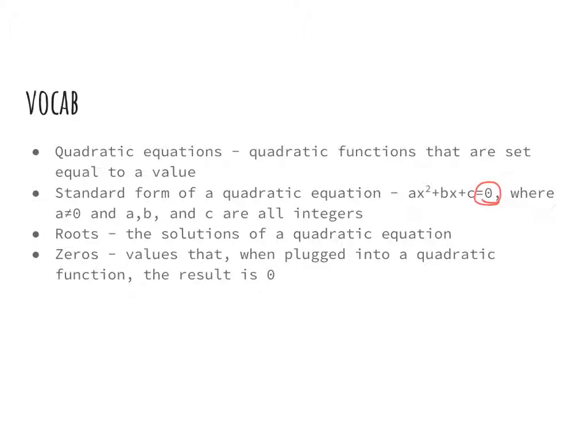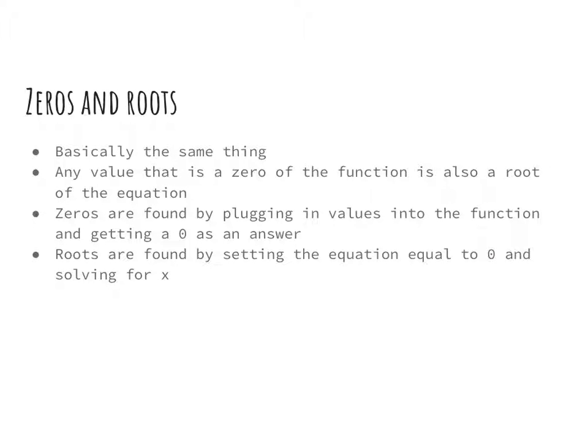Roots are solutions to a quadratic equation. Zeros are values that, when plugged into a quadratic function, give us a 0. And that's why they're called zeros. So first of all, zeros and roots are basically the same thing. Any value that is a 0 of the function is also a root of the equation.